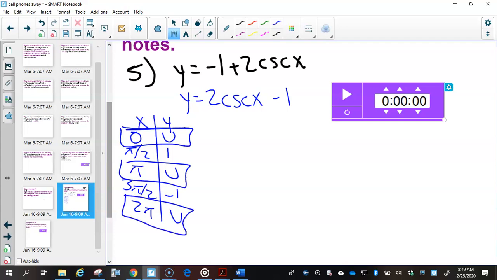So that means these are our asymptotes, and then of course they would keep going. So that would be all of our pi's. So x equals pi k, or your multiples of pi. Questions on that?